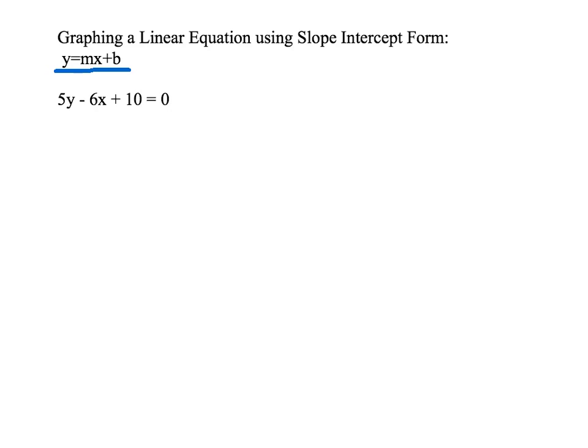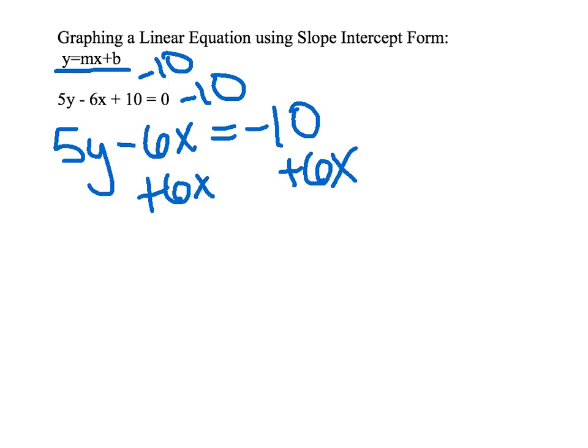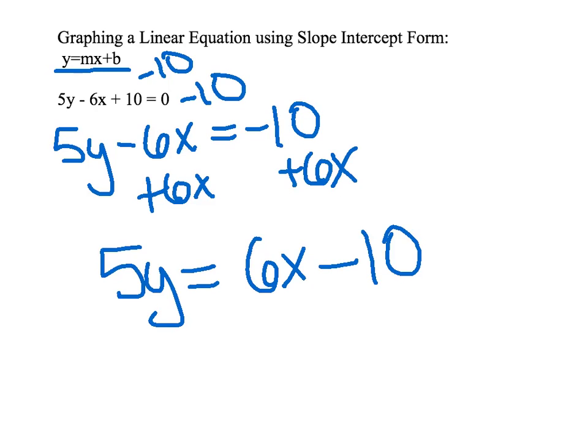In solving for y, our first step would be to subtract 10 from both sides, leaving us with 5y minus 6x equals our negative 10. Our next step to get y alone would be to add 6x to both sides. Another name for making y by itself is isolating the variable y. So we are left with 5y equals our 6x minus 10.